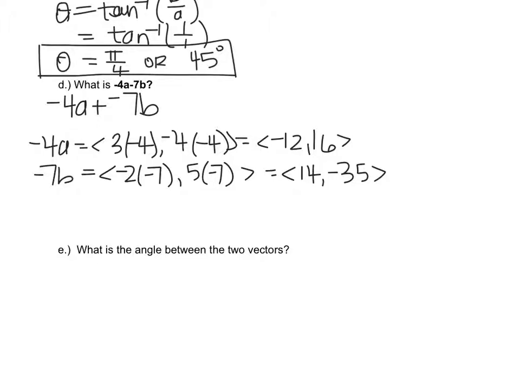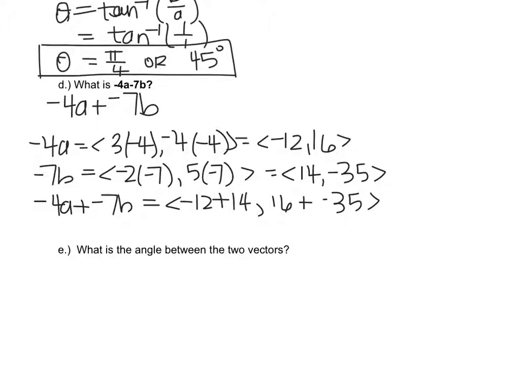So now when we add our vectors, negative 4a plus negative 7b, we're going to do negative 12 plus 14, and then 16 plus negative 35. So we end up with the vector <2, -19>.